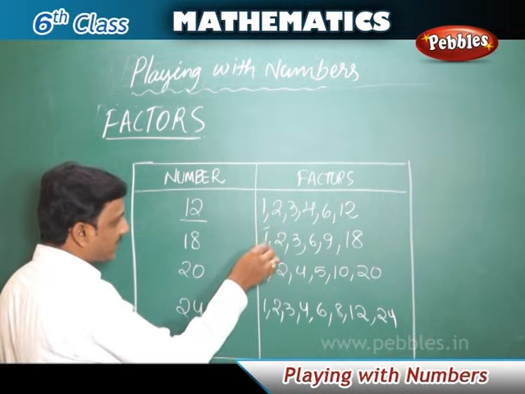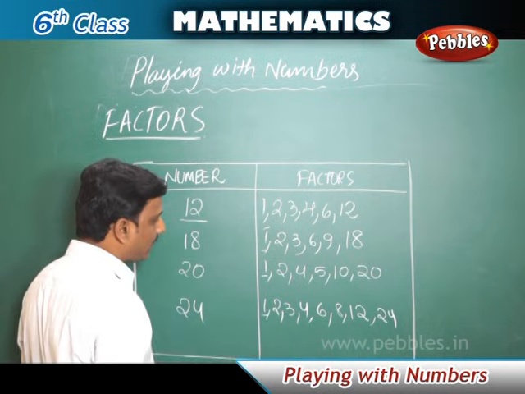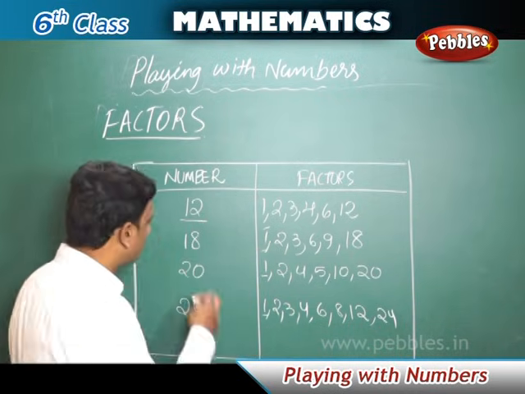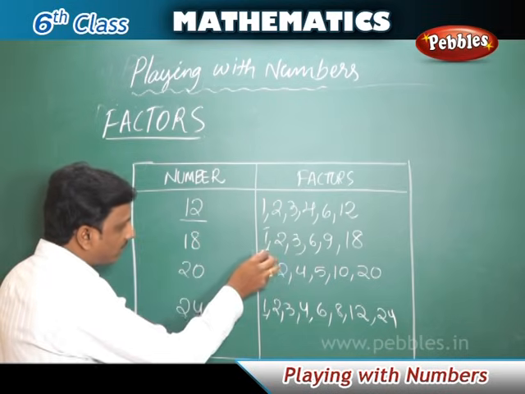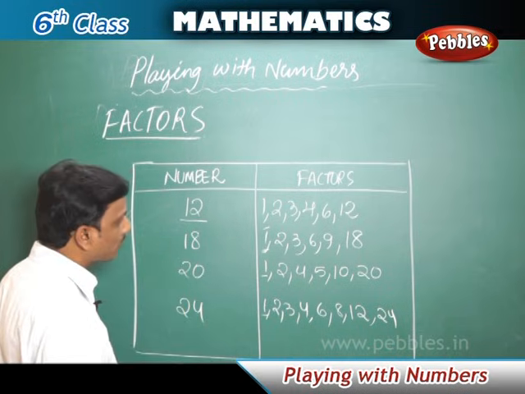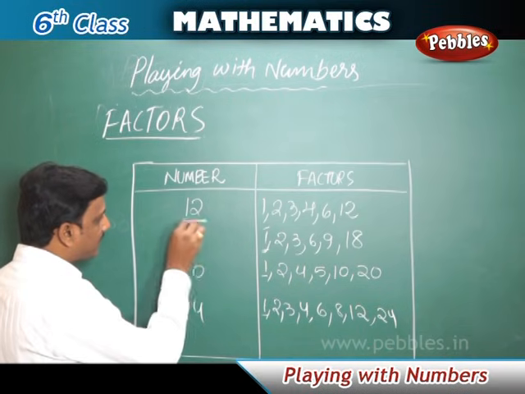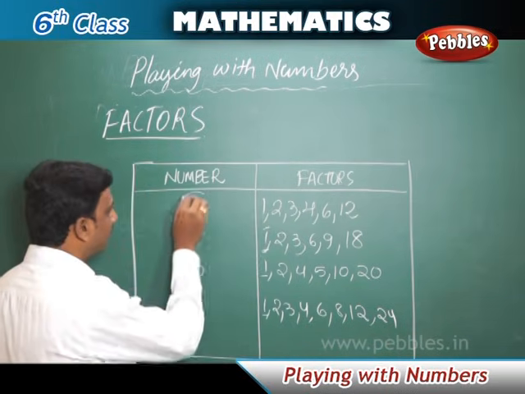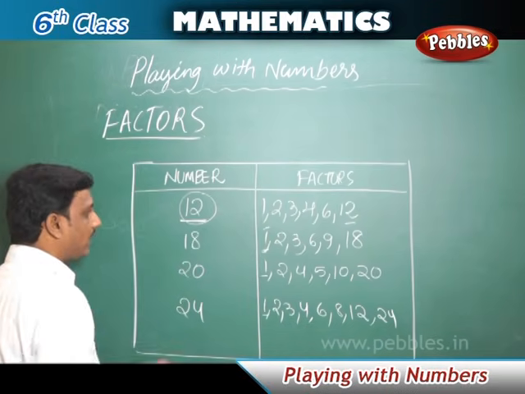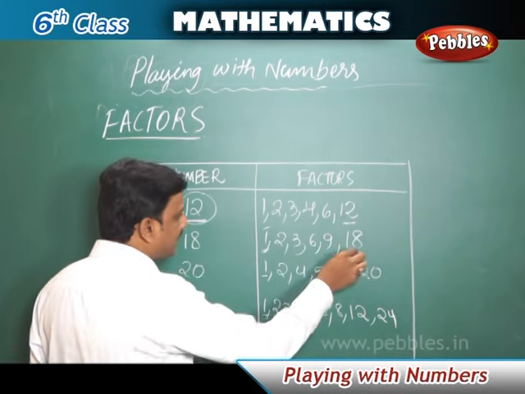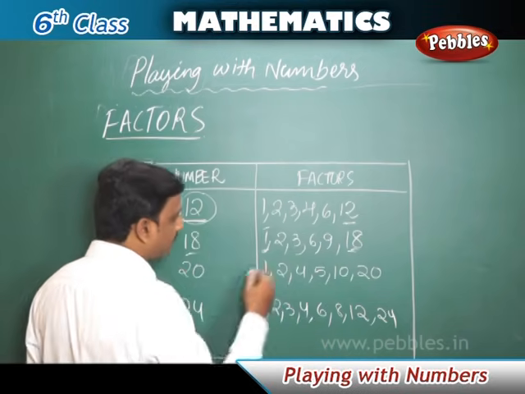Here if you observe carefully, for all the numbers, 1 is the common factor. See, for any number you take, 1 will be its common factor. And the other thing we observe, every number itself is a factor of it. Say for example 12, 12 itself is a factor of 12. 18 itself is a factor of 18.